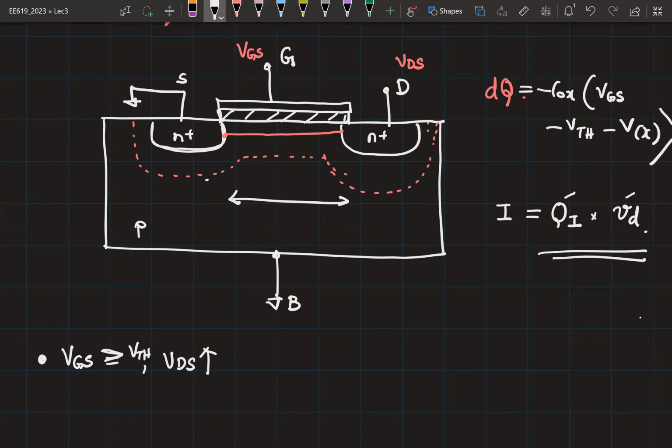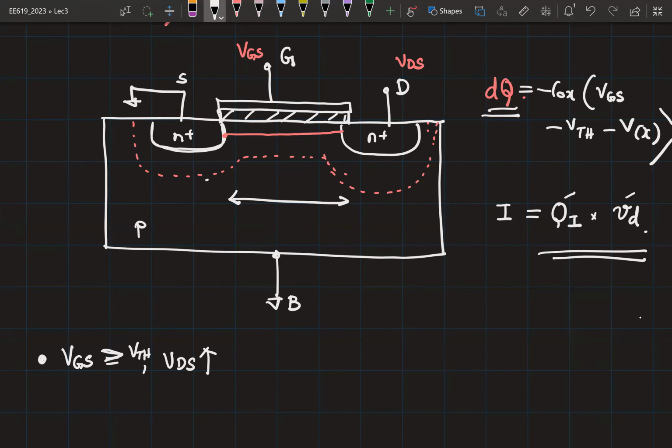Okay. So now if I increase VGS, what happens to QI? It will either increase, decrease, or remain the same. We have three options. I'm hearing only increase. How many of you are saying it should decrease? Okay. How many of you are saying it should increase? So it turns out the answer is it will increase, right?